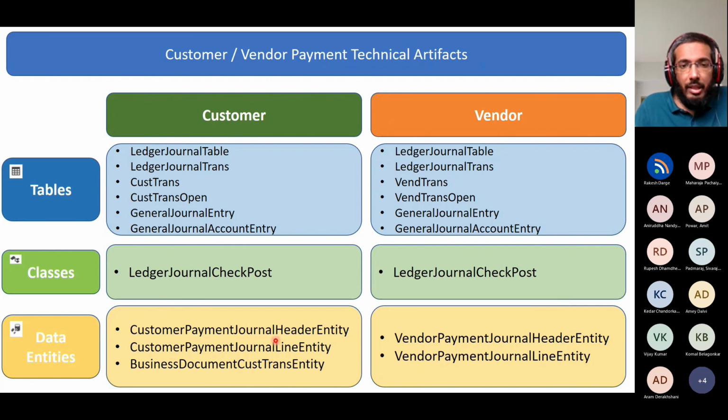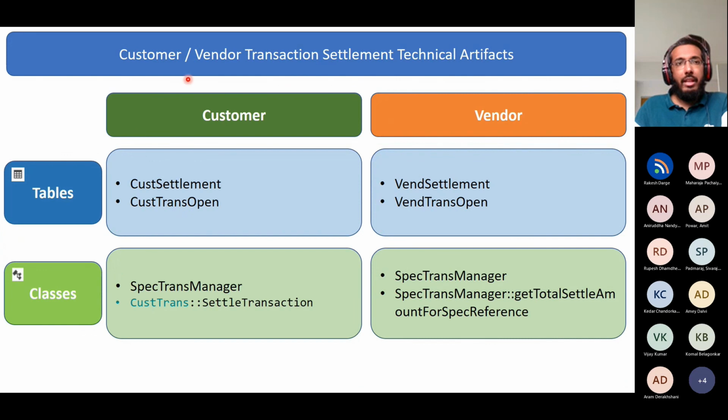Same is applicable even for the vendors. Okay. And on the last slide, we can see the customer vendor transaction settlement artifacts, wherein over here you'll only be able to see two tables, which I've shown on a primary basis. There are more tables attached to it, but again, the primary tables are these two.